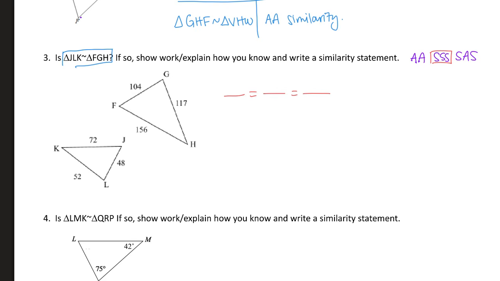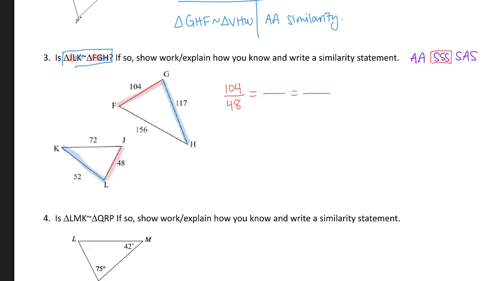Okay, we can use the order of the letters to match up, but we can also use the size of the sides. So if I say JL is going to match up with FG. Those are the small sides, right? 48 and 104 are the smallest sides. So I'm going to do the big over the small. So 104 over 48. Next side I'm going to look at here is going to be the medium side. So that's going to be 117, which is GH. So that's going to match up with LK.